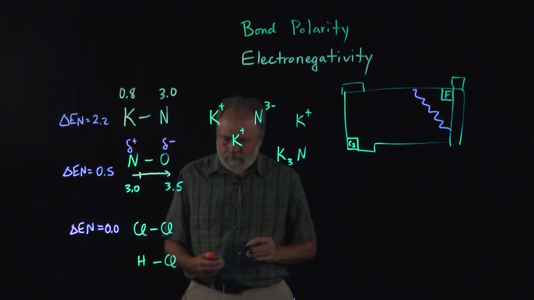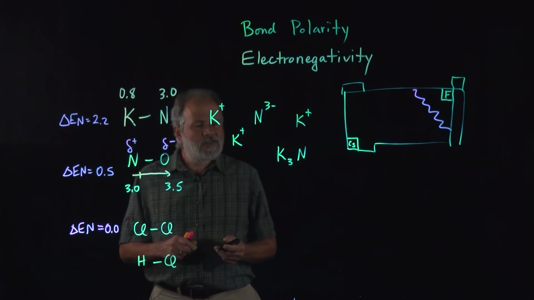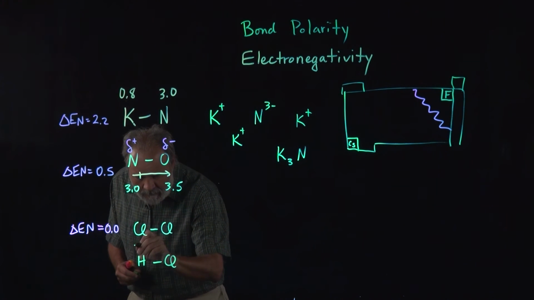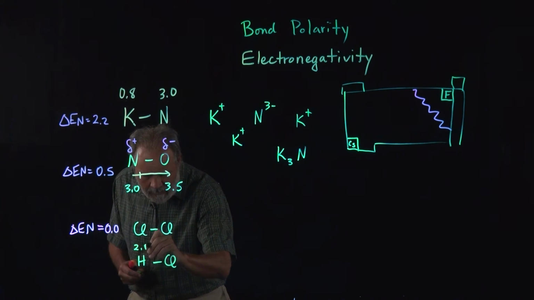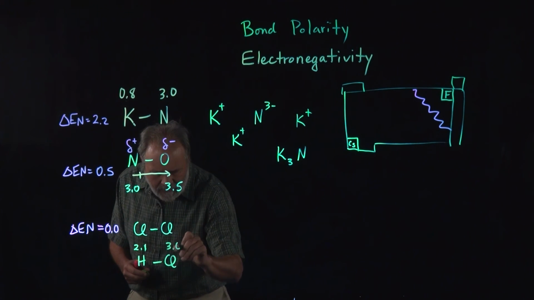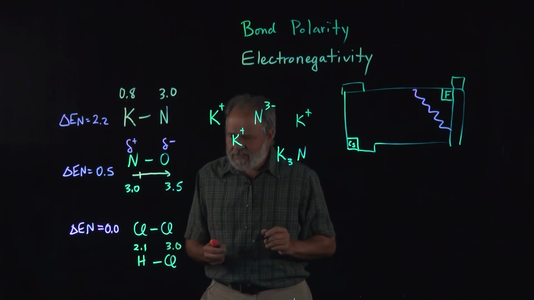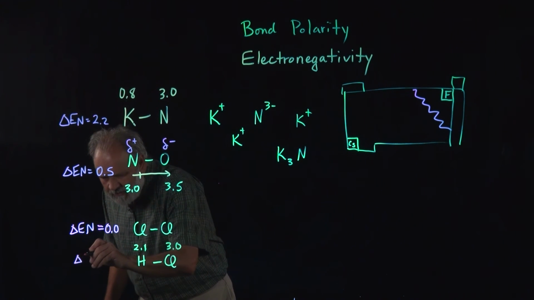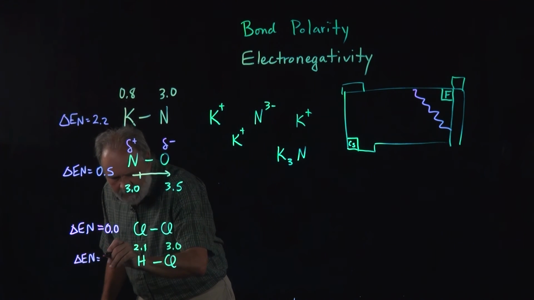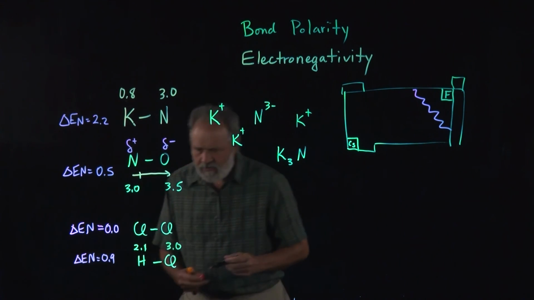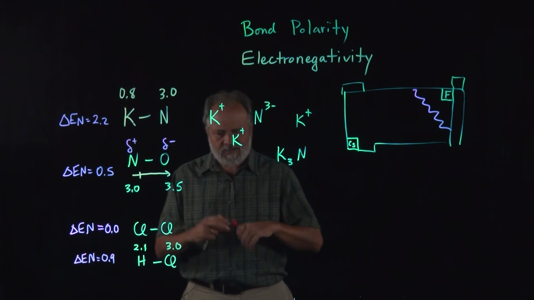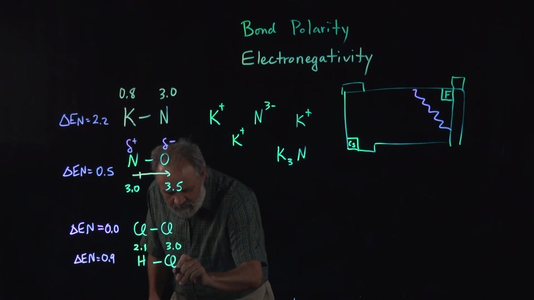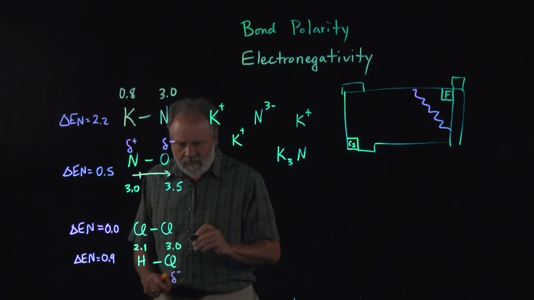hydrogen chloride. Now there are different elements, so we have to look at the numbers. Hydrogen is 2.1 and chlorine is 3.0, I believe. Yes, it is. And the difference in electronegativity is 0.9. So it is a polar covalent bond because it's between 0.4 and 1.8. And the negative end is the one with the higher electronegativity.